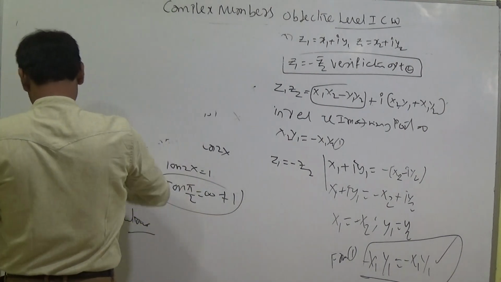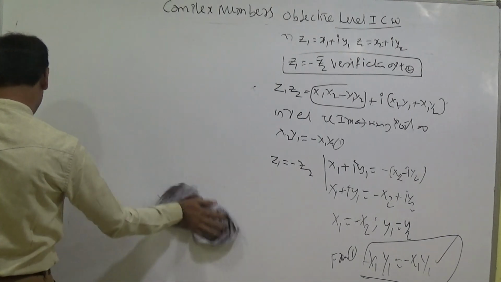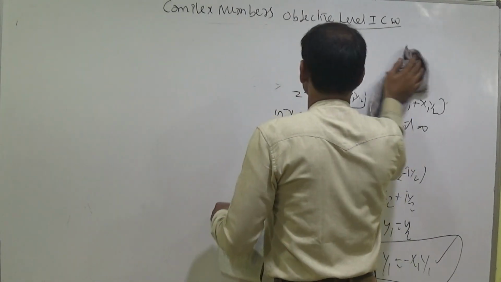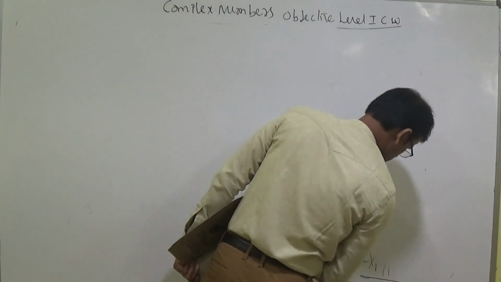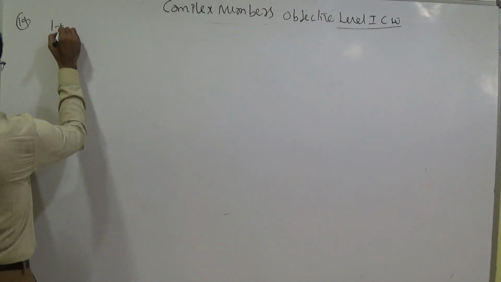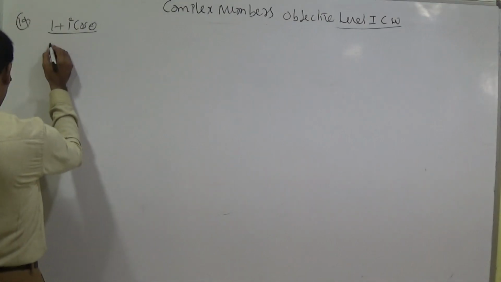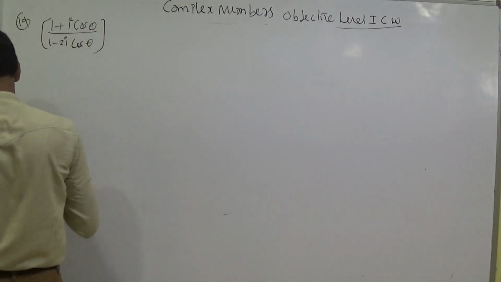14th one. The real value of theta of the expression 1 plus I cos theta by 1 minus 2I cos theta is a real number. So for this one also the imaginary part is equal to 0. Whenever the condition says it is a real number, you can understand the imaginary part is equal to 0. Whenever it is purely imaginary, the real part is equal to 0. 14th question. 1 plus I cos theta by 1 minus 2I cos theta.